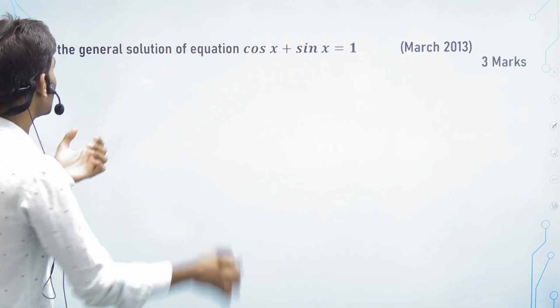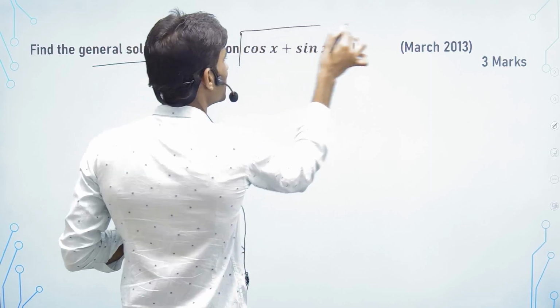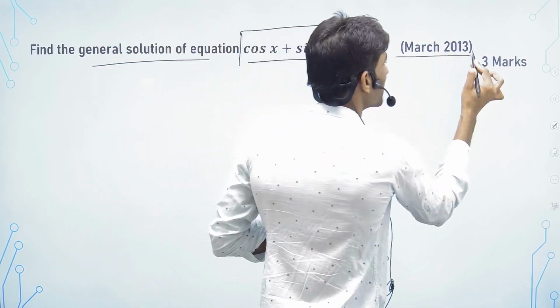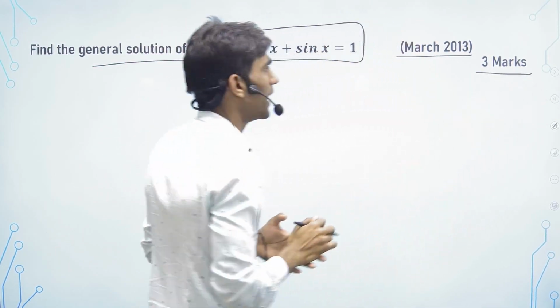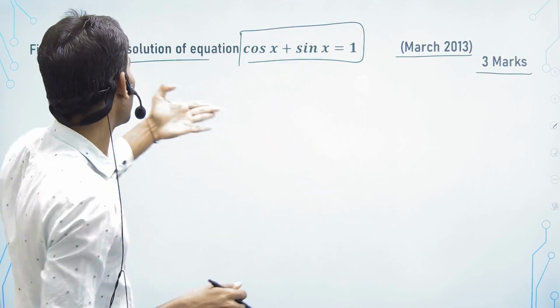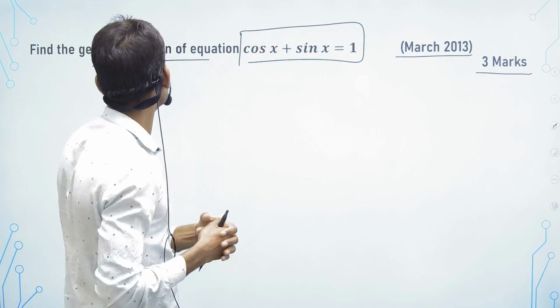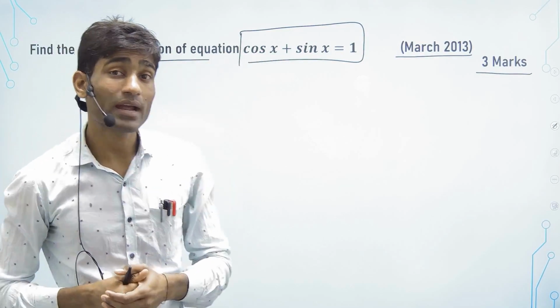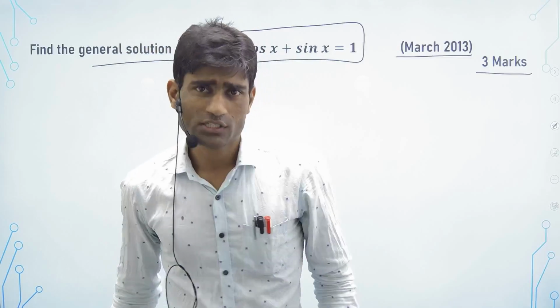We have the general solution of the equation cos x plus sin x equals 1. This question was asked in March 2013 for 3 marks. So what we do is, first of all, go for the general extended form of our trigonometric identity, and then we will find the general solution.